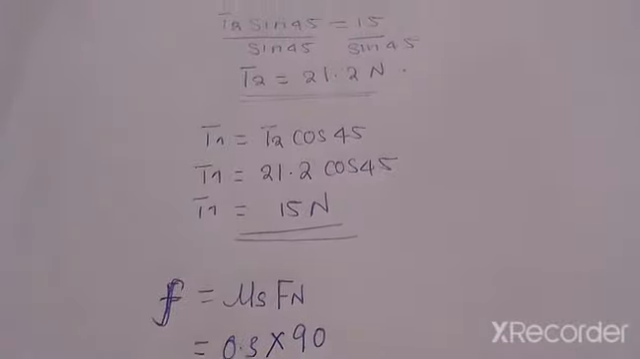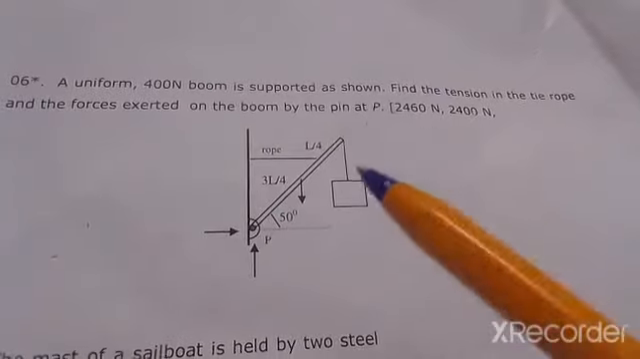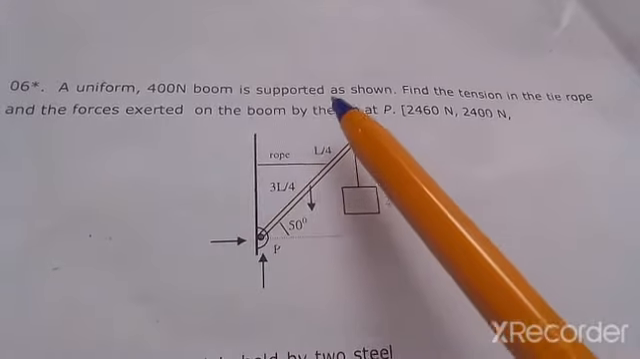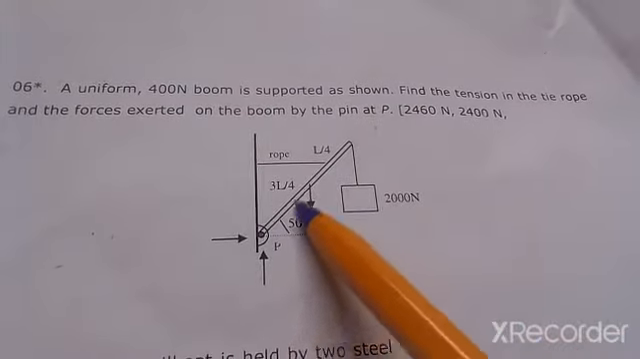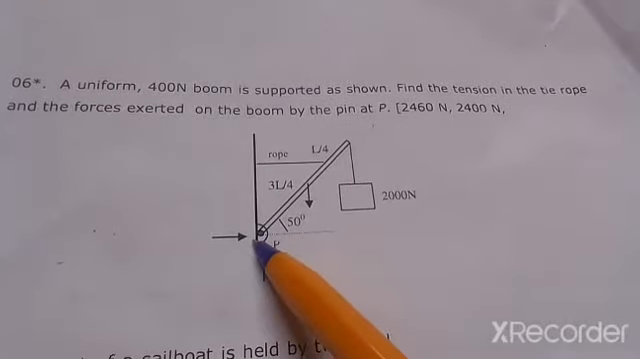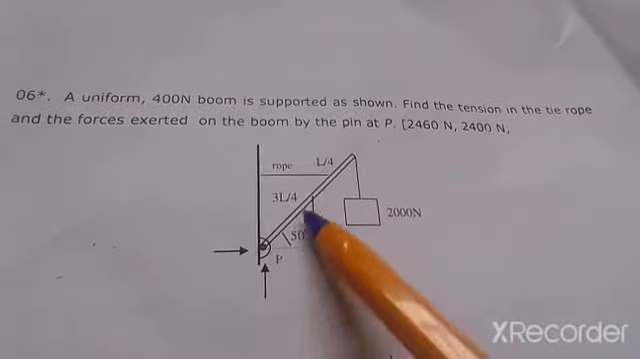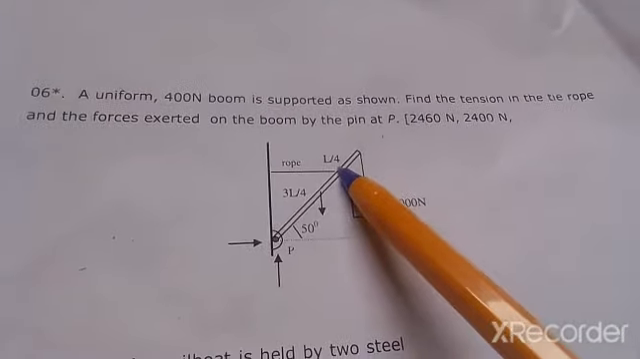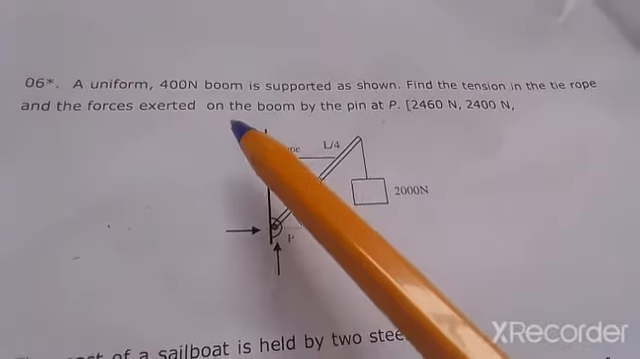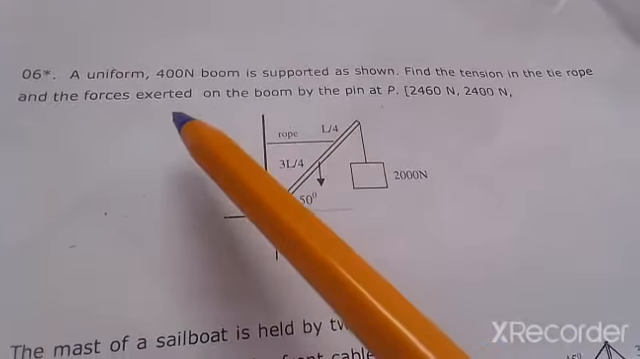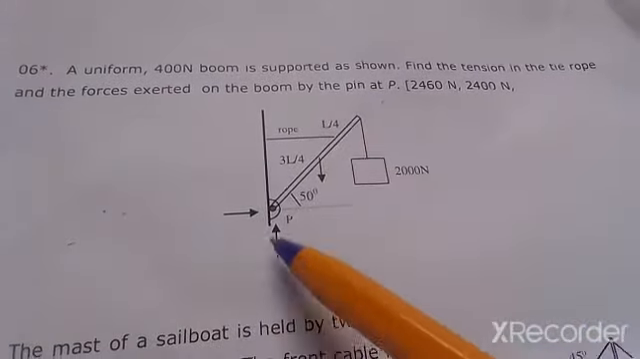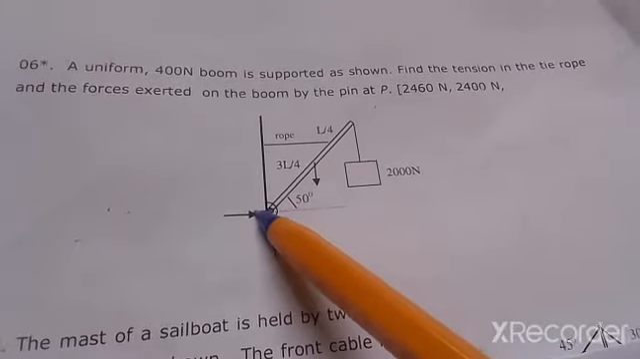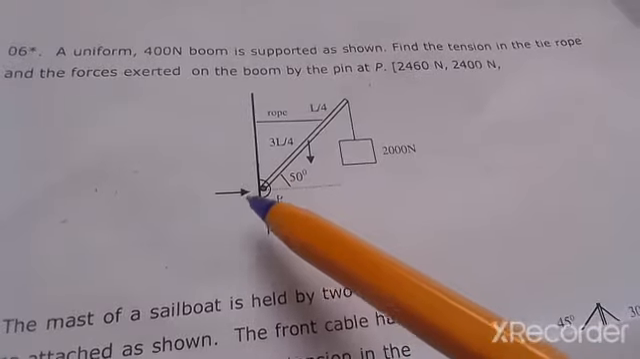We now go to question 6. So question 6 reads, a uniform 400 Newton boom is supported as shown. So that's the support that's there. This is the beam and it's hinged, and that's the supporting. So find the tension in the rope. We've got this rope. We're going to have to find the tension and the forces exerted on the boom by the pin at P. So there's this pin at P and we've got the forces, which is this force and this force. That's what we are going to calculate.